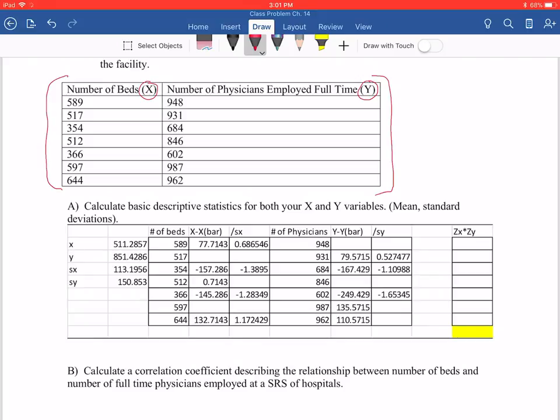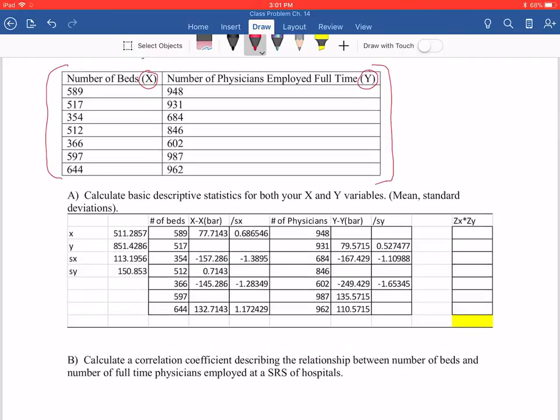So part A is to calculate a base of descriptive statistics for both your x and y variables. So you want to find your mean and standard deviations. And then we're going to calculate the correlation coefficient. So what I've done is create a little chart here in Excel, in which you'll see the number of beds, which is the same as up here, and the values there. Same with the number of physicians and the values associated here. And on the side here, I've given you what your x bar and y bar are. Can't do that in Excel. And then the standard deviation of x, standard deviation of y, and the values that they equal.